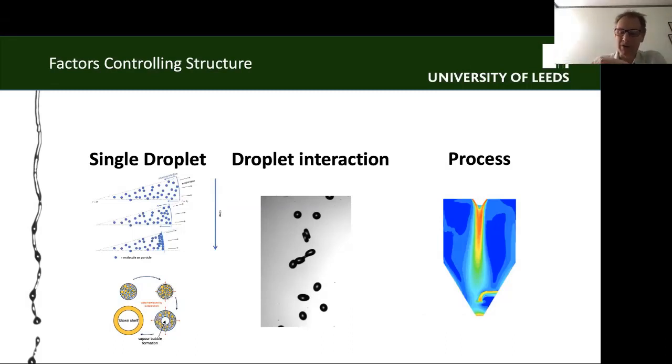Might be a powder, as in a spray dryer, which you've got here. If people aren't familiar, that's an airflow in a spray dryer. Or it might be on a surface, if you're trying to make a coating on the surface.